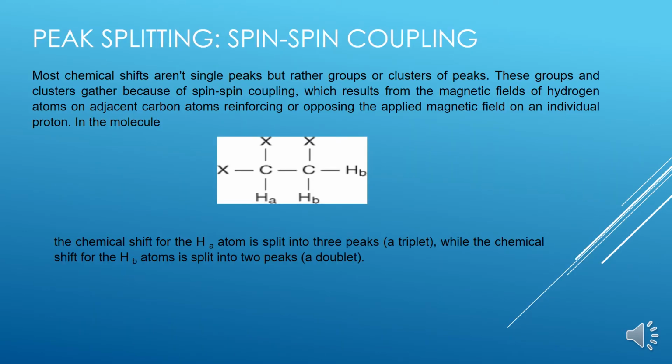And then go for the peak splitting. This is what is called spin-spin splitting. Most chemical shifts are now not single peaks, but rather groups or clusters of peaks. Remember, these groups and clusters arise because of spin-spin coupling, which results from the magnetic field of hydrogen atoms on the adjacent carbon atoms, reinforcing and or opposing the applied magnetic field on the individual proton in the molecule.